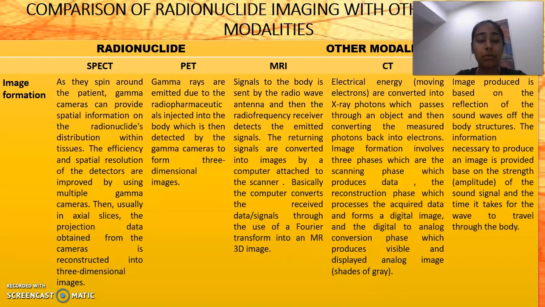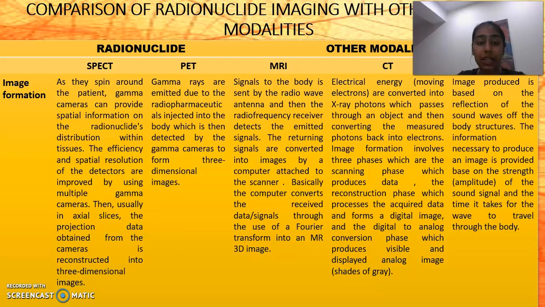Next, the image formation for radionuclide imaging and other modalities. For SPECT, as the cameras spin around the patient, gamma cameras can provide spatial information on the radionuclide's distribution within tissues. The efficiency and spatial resolution of the detectors are improved by using multiple gamma cameras, usually in axial slices. The projection data obtained from the cameras is reconstructed into three-dimensional images.